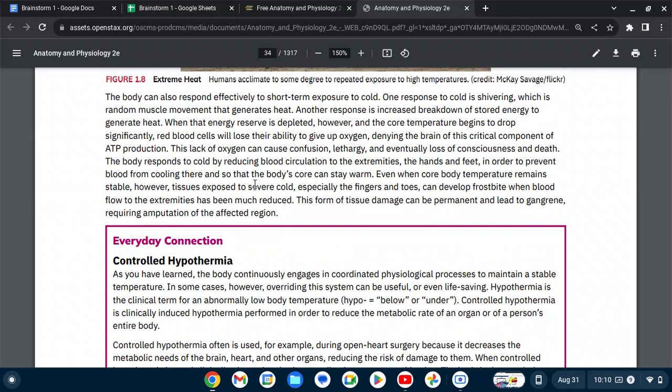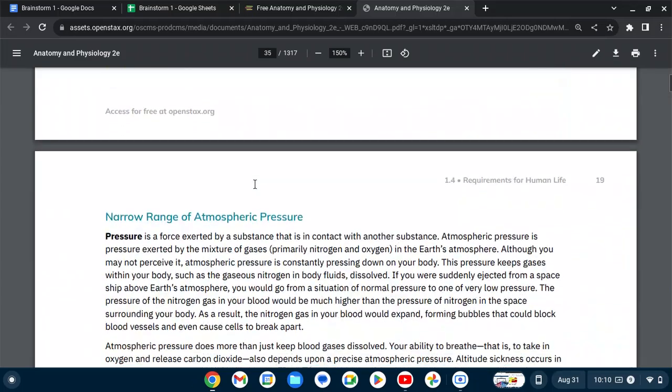The body responds to cold by reducing blood circulation to the extremities, the hands and feet, in order to prevent blood from cooling there and so that the body's core can stay warm. Even when core body temperature remains stable, however, tissues exposed to severe cold, especially the fingers and toes, can develop frostbite when blood flow to the extremities has been much reduced. This form of tissue damage can be permanent and lead to gangrene, requiring amputation of the affected region.